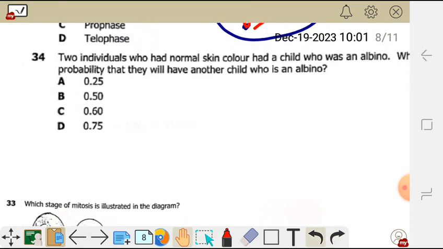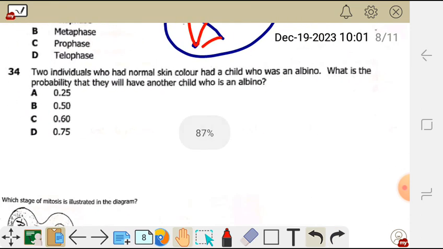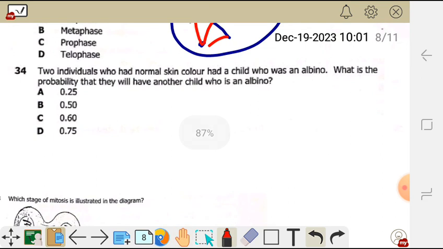Question 34. So question 34, two individuals who had normal skin color had a child who was an albino. What is the probability that they will have another child who is an albino? A, 0.25, B, 0.50, C, 0.60, D, 0.75. So what is the correct answer here?